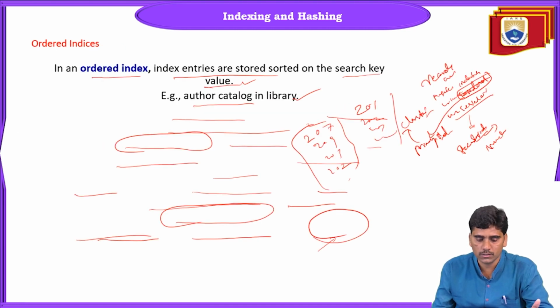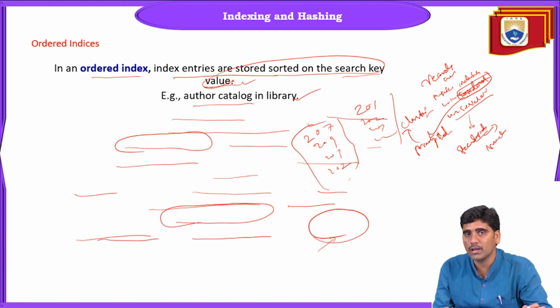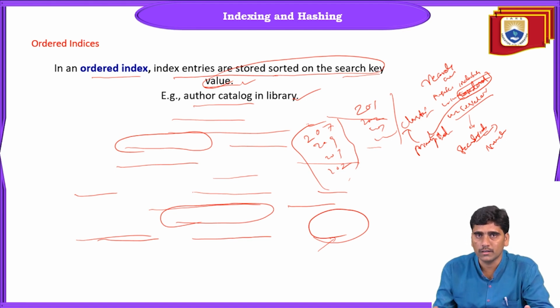So ordered indices. What is meant by an ordered index? Index entries are sorted by the search key value. The values you are going to store will be stored in the entries in sorted order. For example, an author catalog in a library.